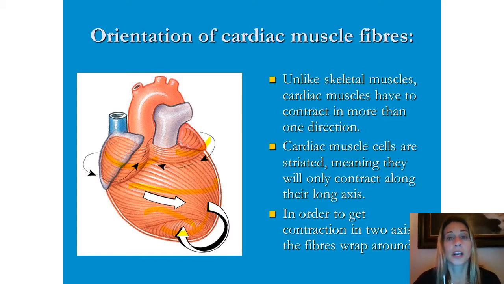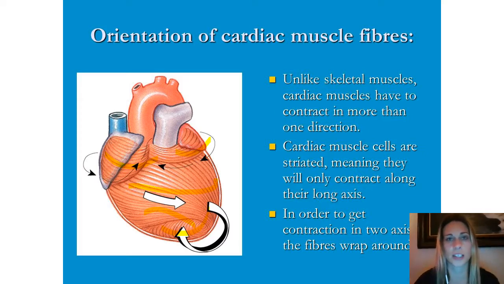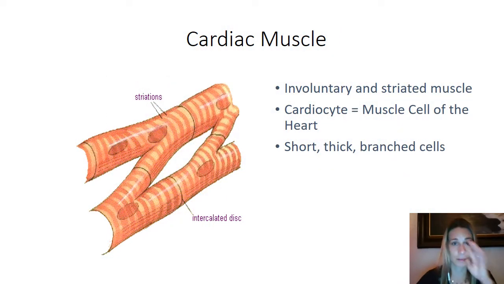Anyway, so cardiac muscles are actually striated to a point, and they do contract along their longest axis. However, they still have that wrapping around phenotype, which allows the entire muscle cell to kind of shorten during those contractions and then relax, getting greater length during the relaxations.